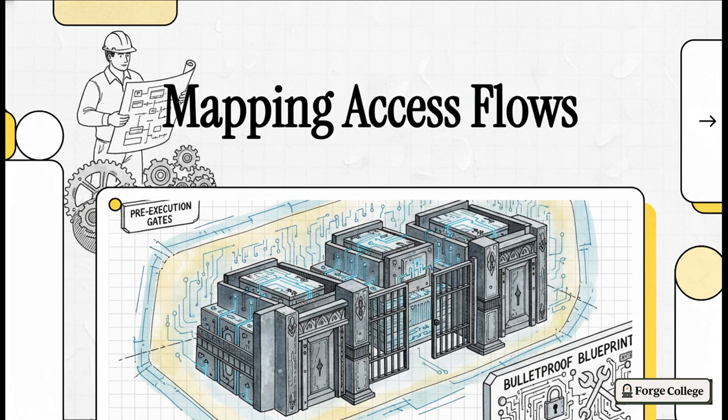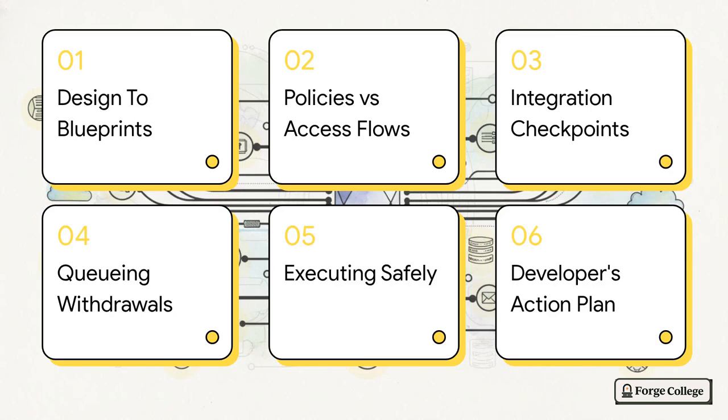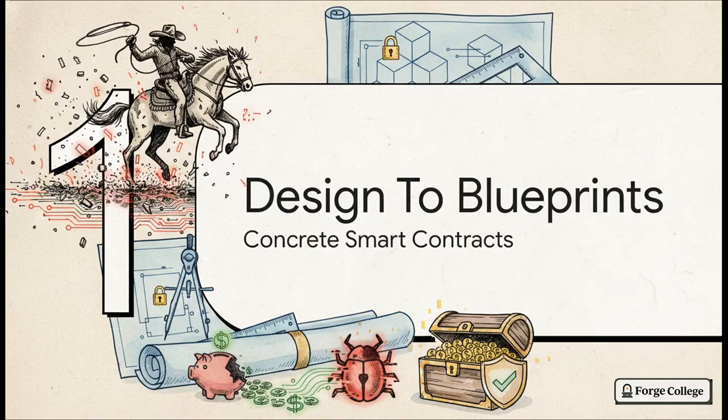So today, we're taking those big picture designs and turning them into literal, bulletproof smart contract blueprints by mapping out our access flows. Here's our blueprint for today. We'll start with from design to blueprints, move into policies versus access flows, and then talk about spotting integration checkpoints. After that, we'll look at some real-world examples, queuing withdrawals and executing safely. Finally, we'll wrap up with the developer's action plan. Let's jump in. Section 1.